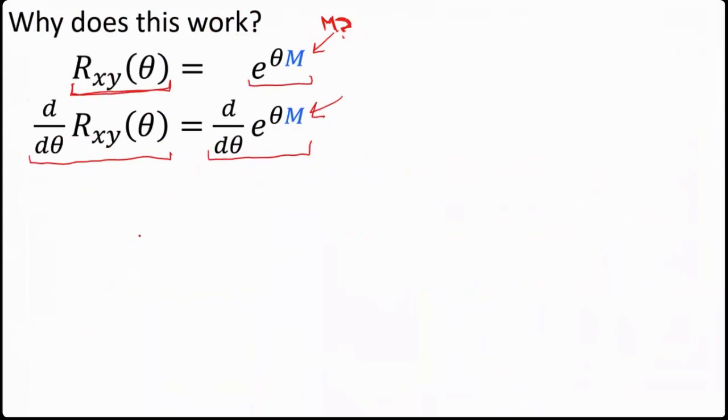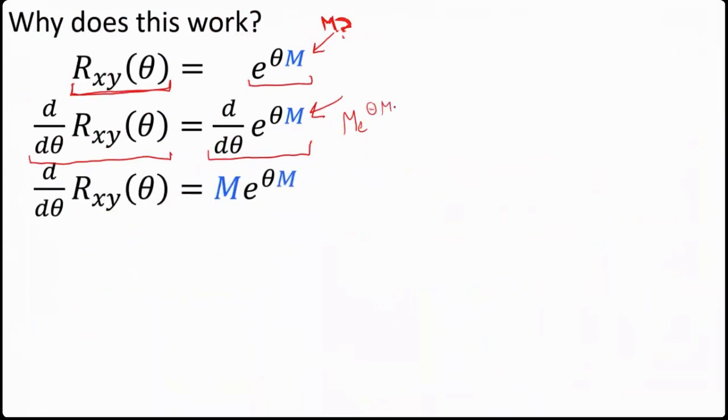So e to the m. Sorry, repeat that. m times e to the m. Yes, right. So m times e to the theta m. That's exactly right. That's just the rule with exponentials. You just put the coefficient out there.